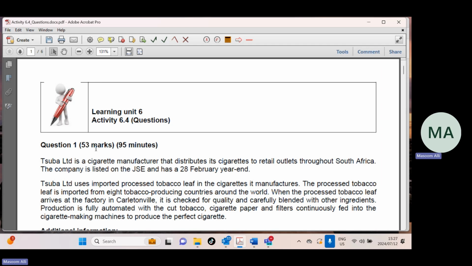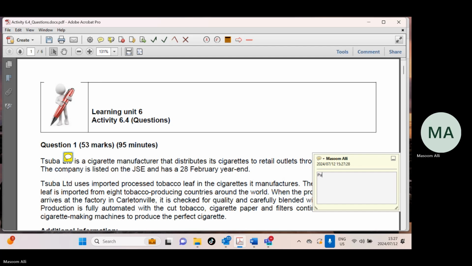Okay, but anyway, without further delay, I'm going to start reading the question, and I'm going to give you guys a bit of guidance as to how you should be reading it and how we go about it. So question 1 says that Tsuba Limited, and we're seeing "Limited". Limited already in your mind should be telling you that this is a public company. So I would be making a note like that, just to say that this is a public company.